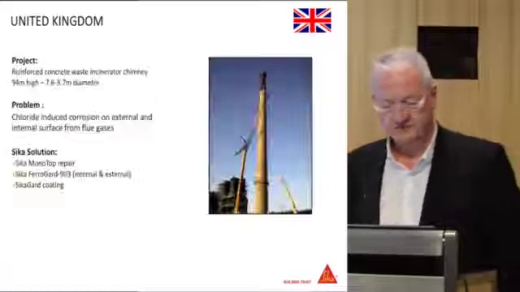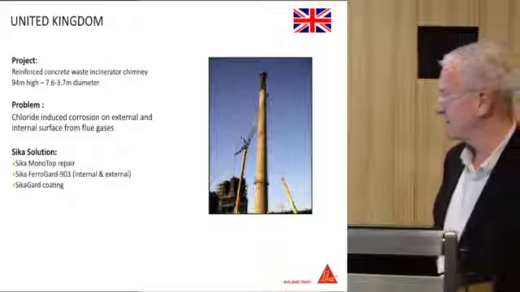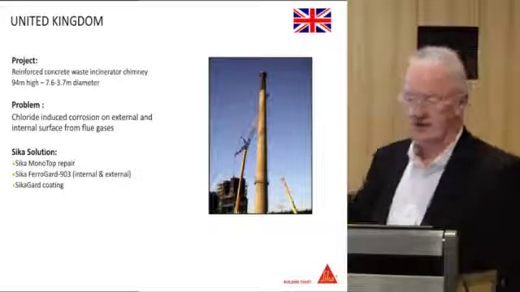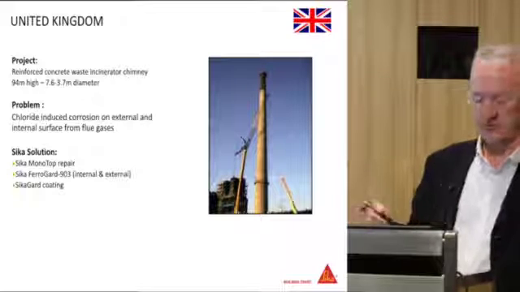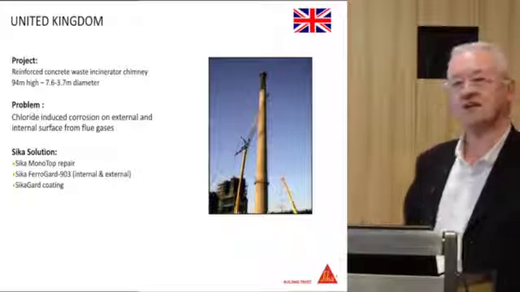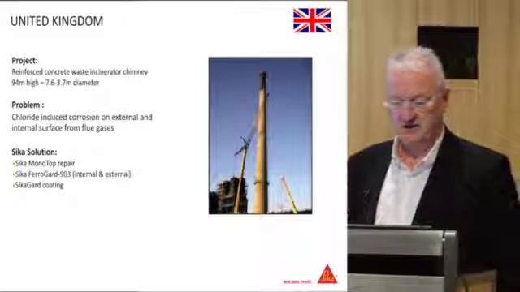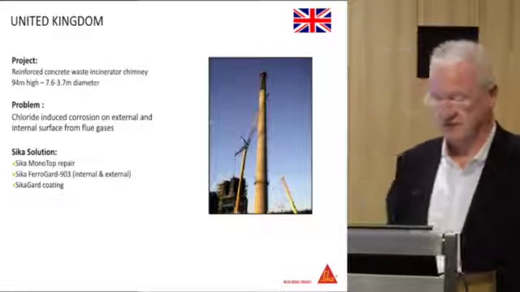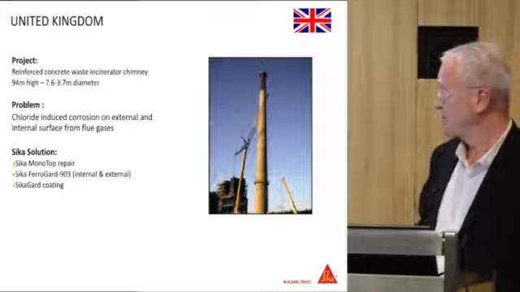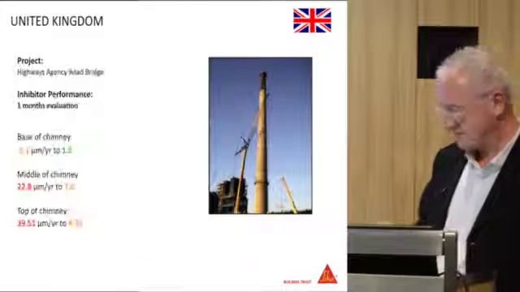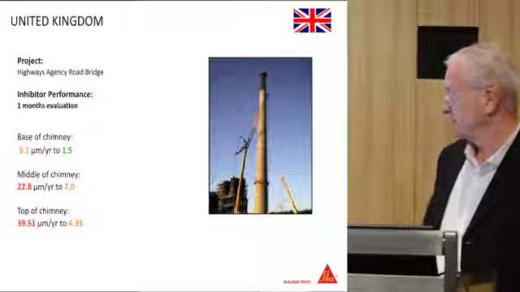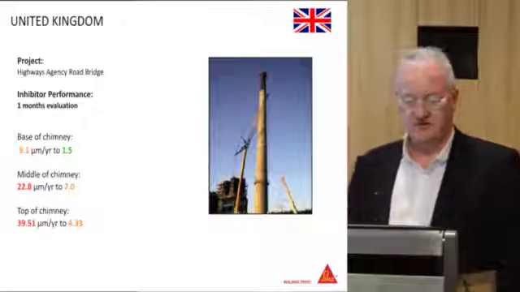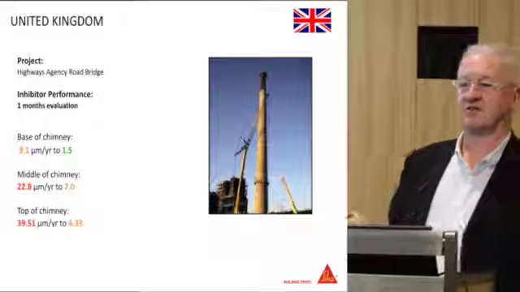An incinerator chimney, you can see the height and diameter there. Chloride-induced corrosion on the outside and the inside, and Monotop repairs, inhibitor applied internally and externally, and then a Sika guard coating placed on the outside and a chemical resistant one on the inside. One month's evaluation of the structure. Base of the chimney, it was around 9.1 microns a year. We took that down to 1.5. This is after one month.